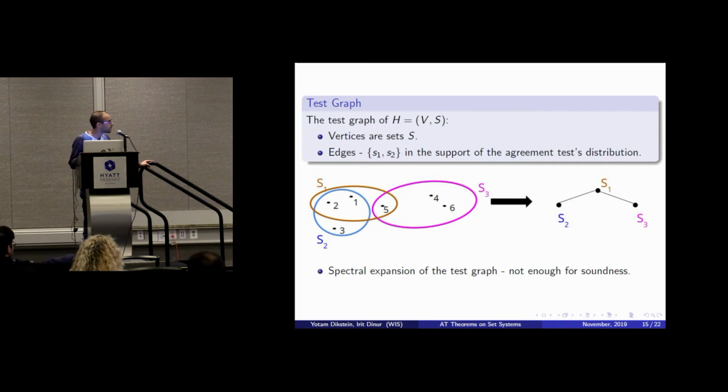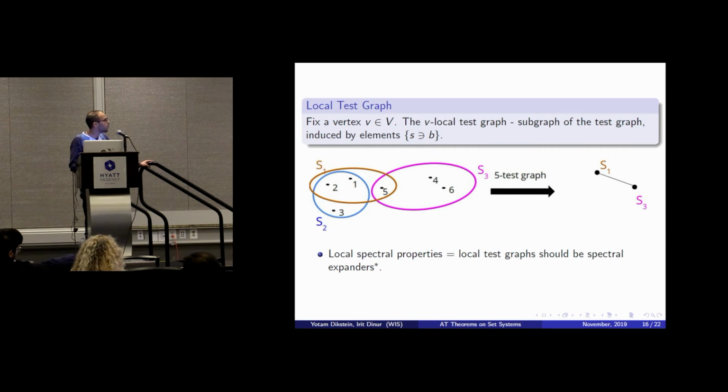This graph seems to remember everything or almost everything about the agreement test, but spectral expansion of this graph is not enough, and we can construct counterexamples where this graph is even a decent expander, and still we won't have sound agreement tests. So somehow we need to refine this notion of the test graph and to look at local variants of it. So here I define the local test graph, which is just a subgraph of this test graph that consists only of sets that contain some fixed vertex. I'm sorry, this B there should be a V.